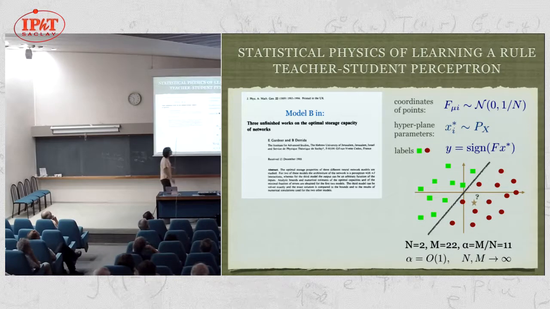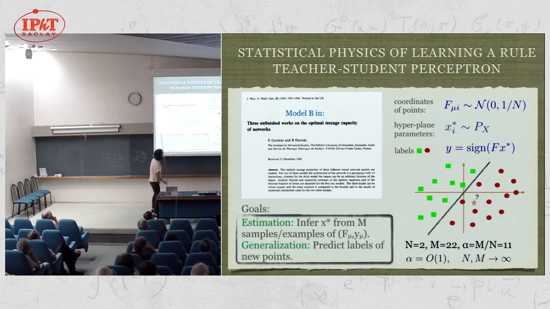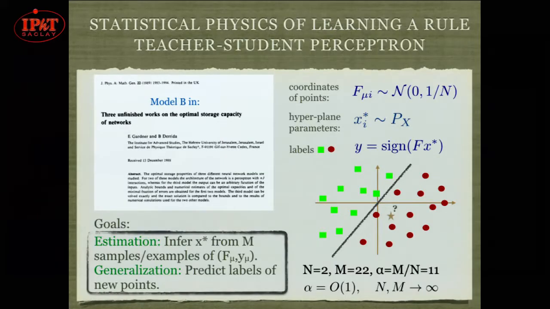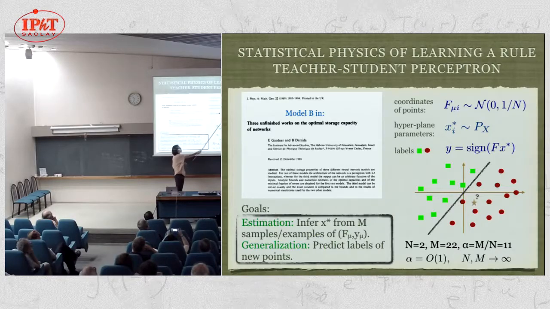The goal in this model is that you're given the matrix F, and you're given the labels y, but you're not given the x star. It comes from some distribution, and you're given that distribution. Okay, I'm nice to you. But you're not given the vector x star.